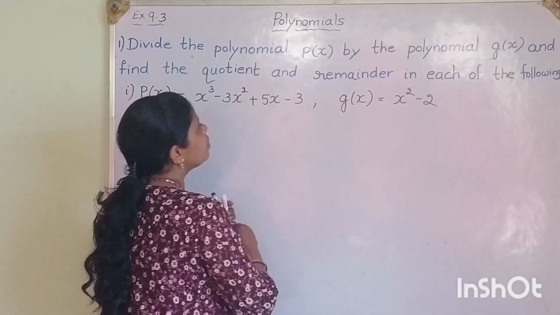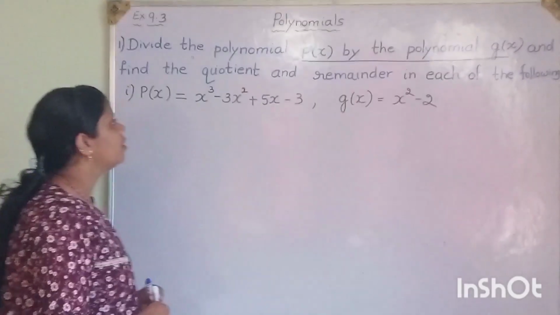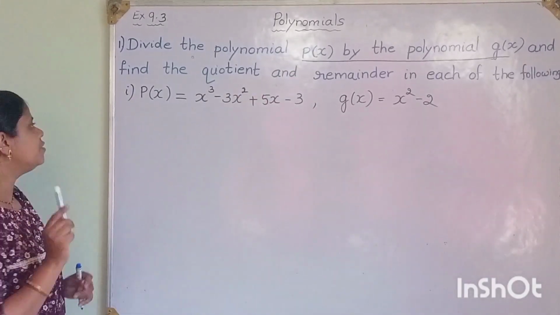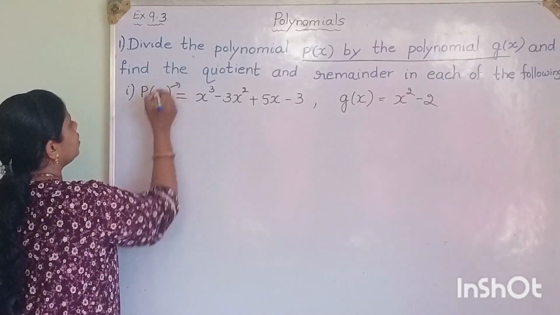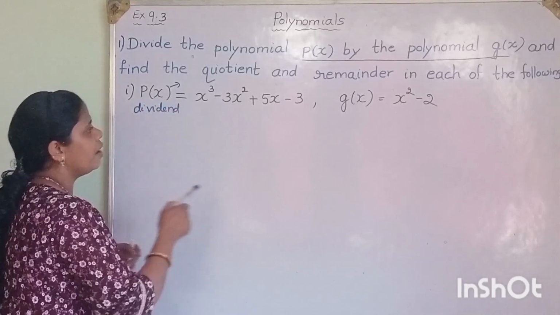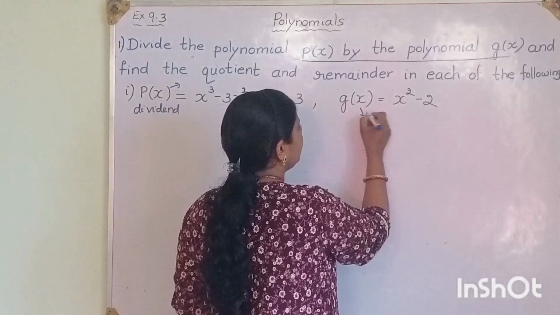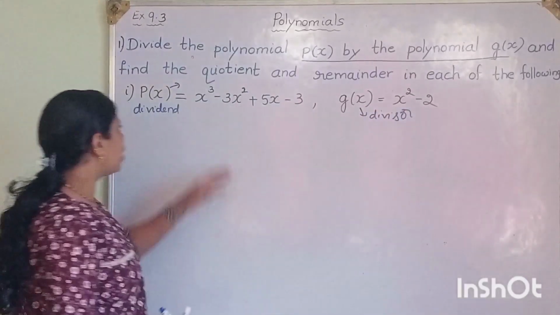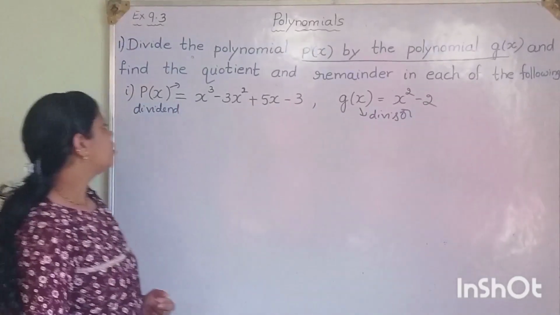Means we are dividing p of x by g of x. Then p of x will become the dividend, right? And g of x will become the divisor, right? Because we are dividing this one by this one.